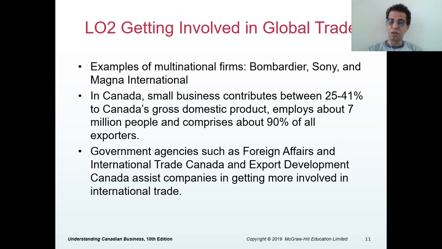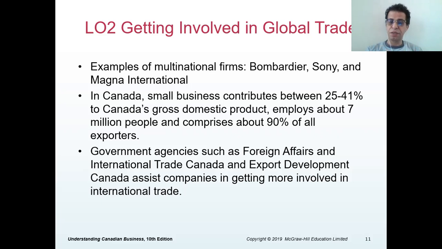Employees, which is about 7 million. So it's not a small number. People of companies, about 90% of all export. So it's really the bread and butter of Canada, small businesses.